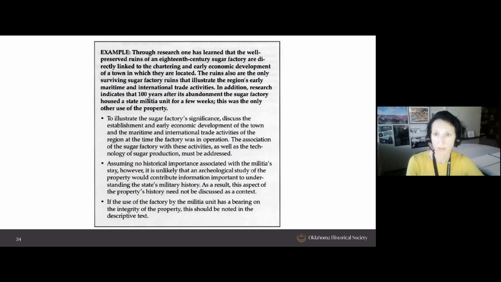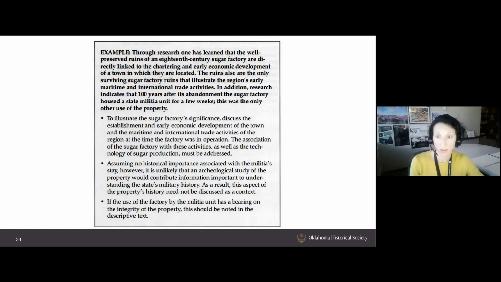So the Park Service tells us that to illustrate the sugar factory's significance, we need to discuss the establishment and the early economic development of this town and the maritime and international trade activities of the region at the time this factory was operational. The association of the factory with these activities and the technology of sugar production also has to be addressed.